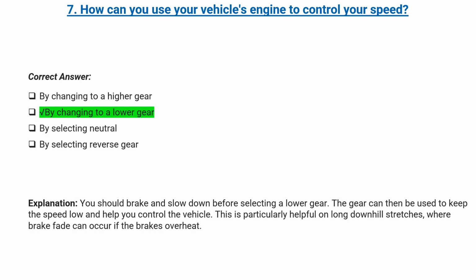Explanation: you should brake and slow down before selecting a lower gear. The gear can then be used to keep the speed low and help you control the vehicle. This is particularly helpful on long downhill stretches, where brake fade can occur if the brakes overheat.